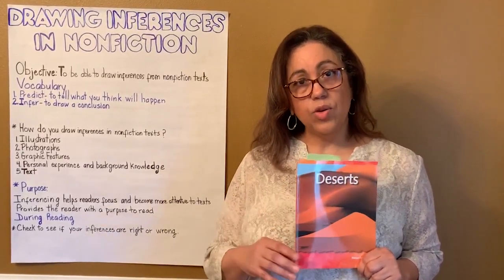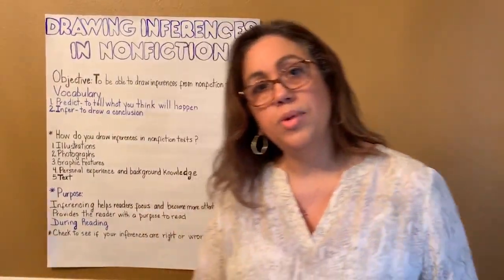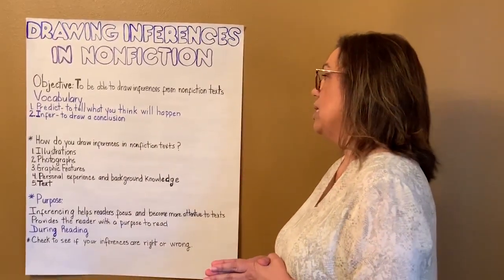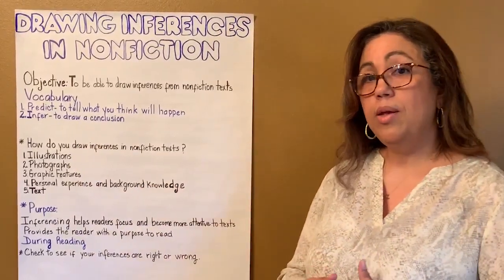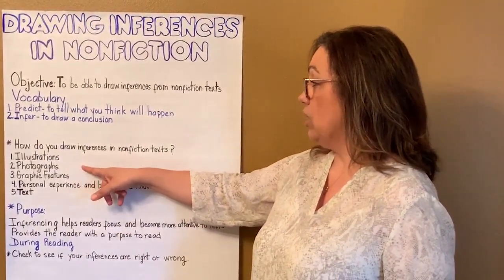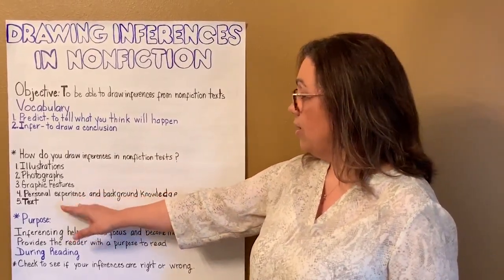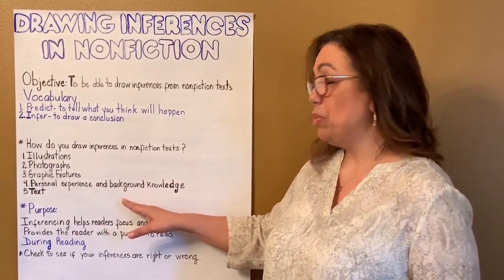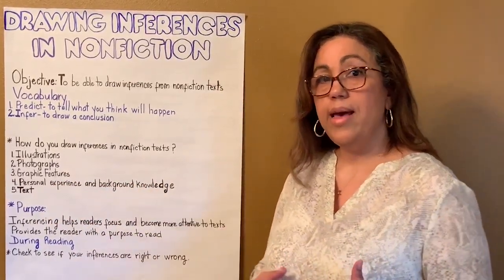Okay, so let's go over the steps again, and hopefully this will help you in your reading assignments. Okay, so again, how do we draw inferences in nonfiction text? We look at the illustrations and drawings in a book. We look at the photographs, which are pictures. We look at graphic features. And again, personal experience and background knowledge is going to be very, very important. And of course, the text. We're looking for clues in the text.